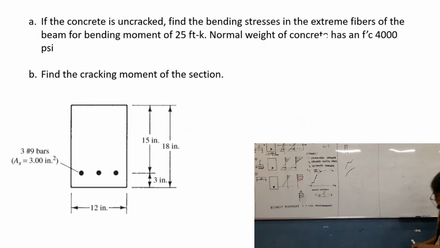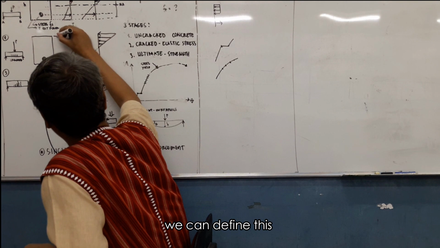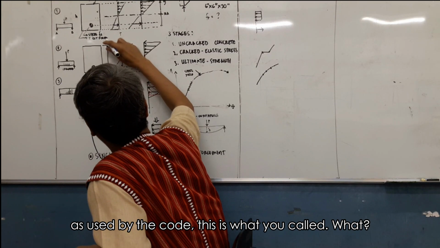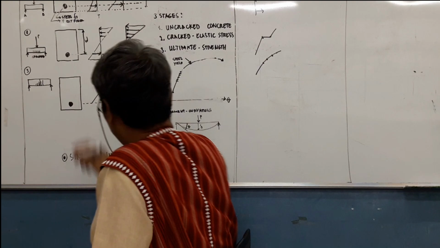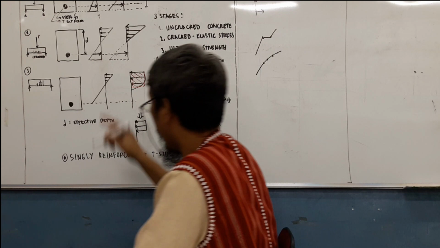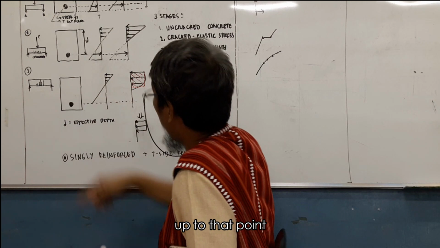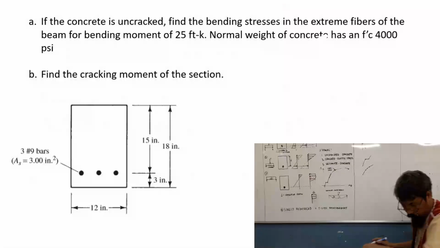So with the following data, we can define this name as used by the code. We call this D. D is the effective depth. Okay, that is the effective depth. So this is X, but this is the effective depth. Okay, so up to that point, let us use that.